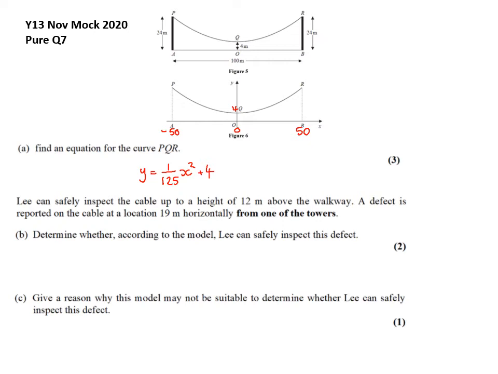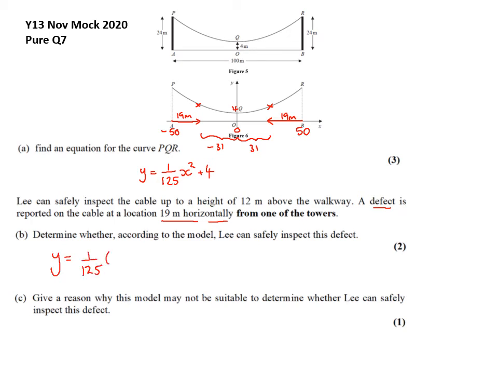So we found our equation for the curve, and then we're looking at the next part of the question. We've spotted a defect 19 meters horizontally from one of the towers. So we're talking about 19 meters away from there, or 19 meters away from there, and we need to work out the height of the cable at that point. So we're not looking for our x coordinate of 19, we're actually looking for an x of plus or minus 31.